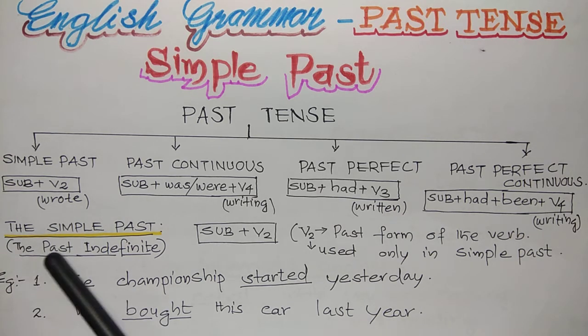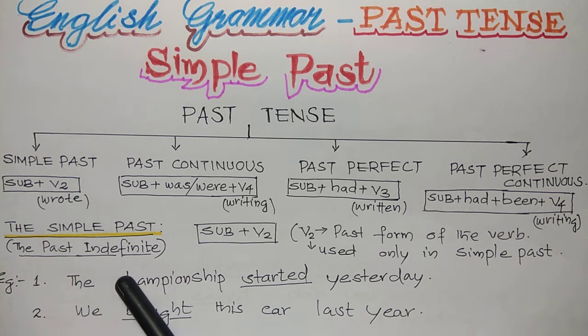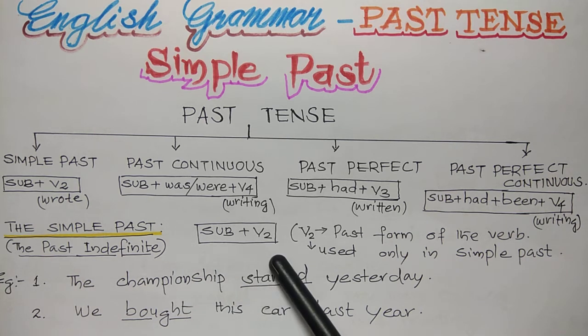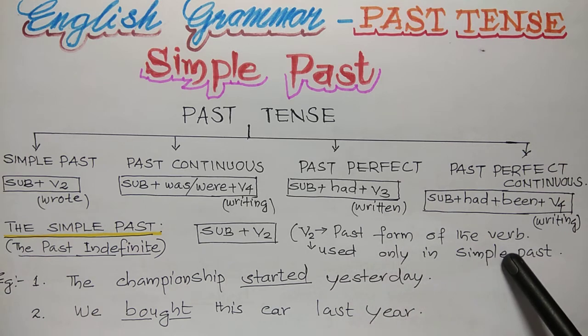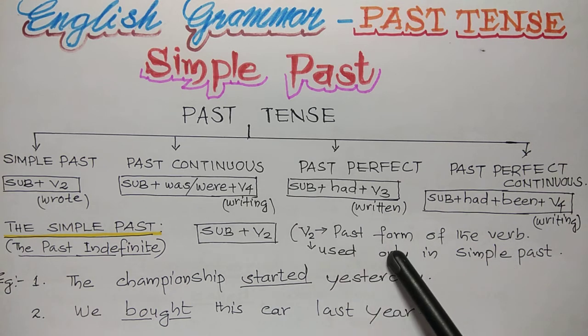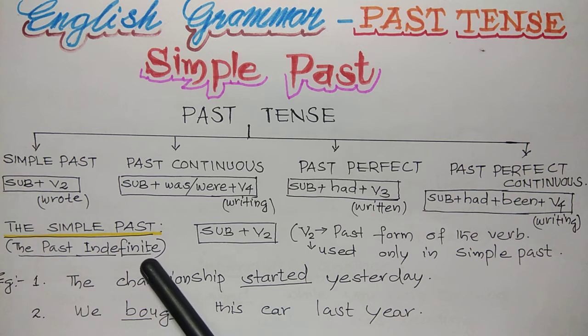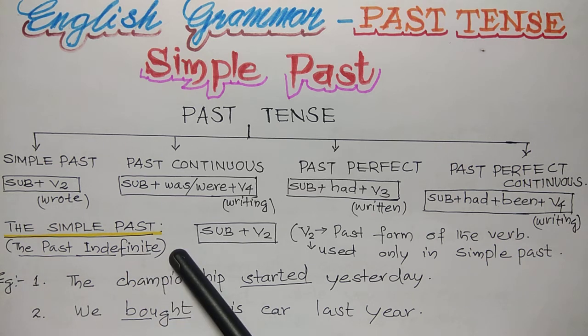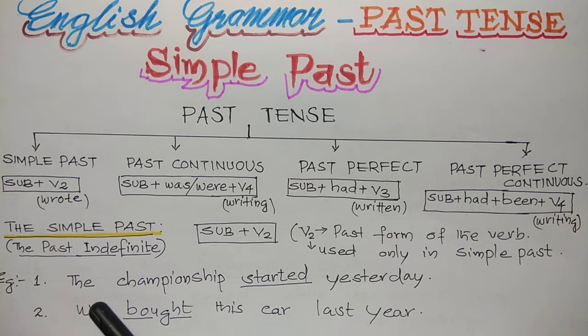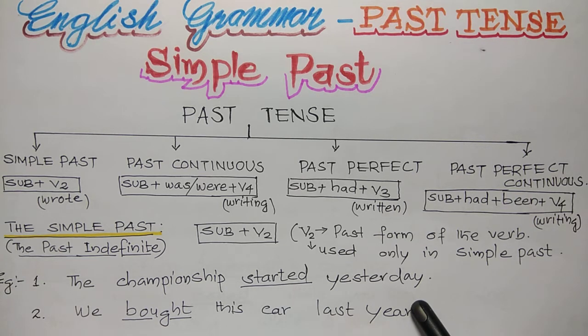Let's see the simple past first. It is also called the past indefinite. Structure is subject plus V2. V2 is the past form of the verb. This V2 form we use only in simple past. See the example. The championship started yesterday. Here championship is the subject and started is the V2 form.